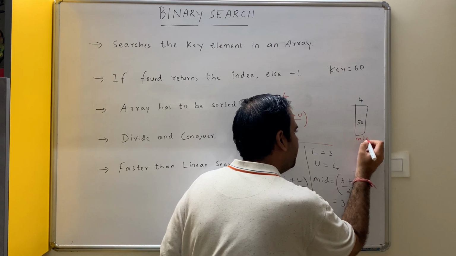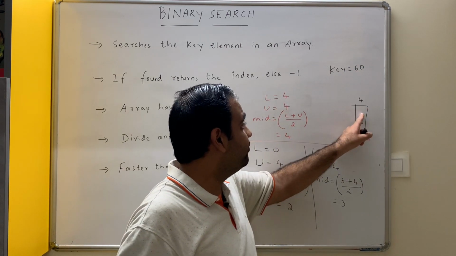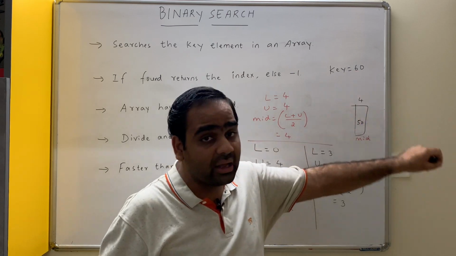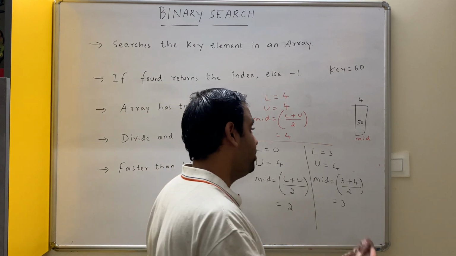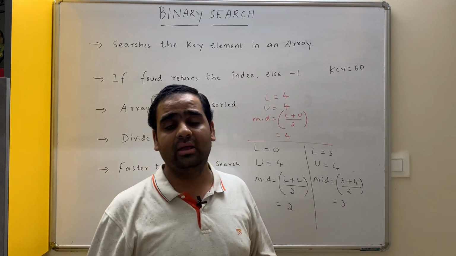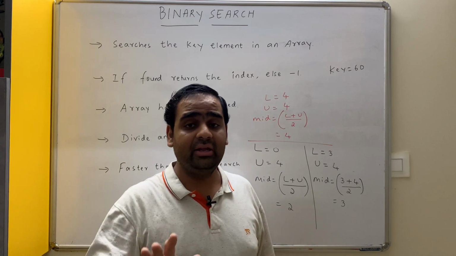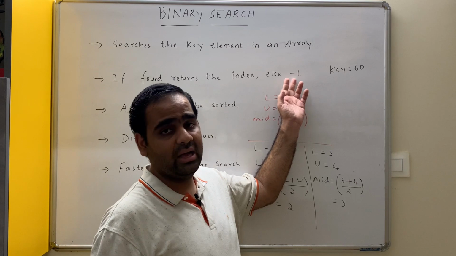Now again you compare. Is 60 equal to 50? No. Is 60 less than 50? No. 60 is greater than 50. Now that means it has to be present on the RHS subarray. Hence I need to discard this as well. Now I have discarded the complete array and we did not find 60. Hence we return -1 as the answer.